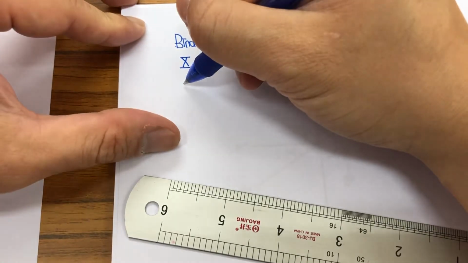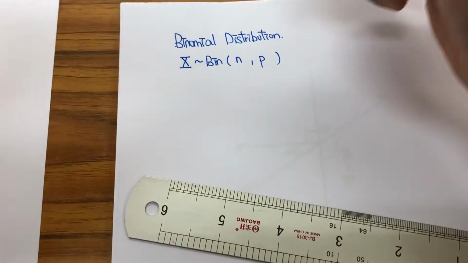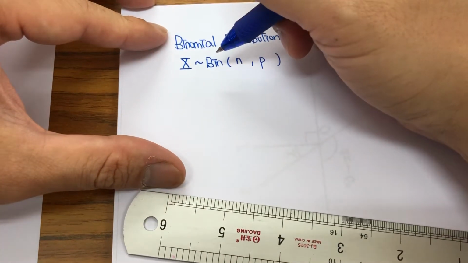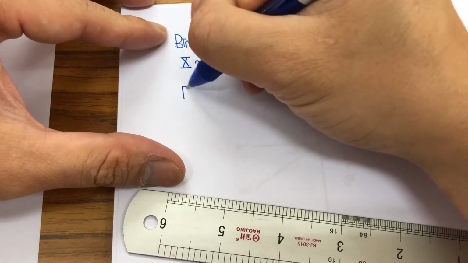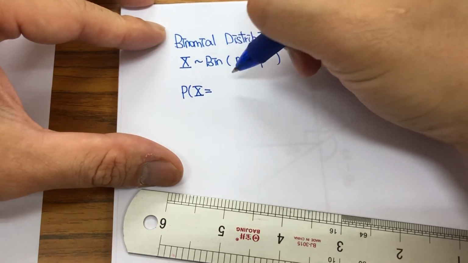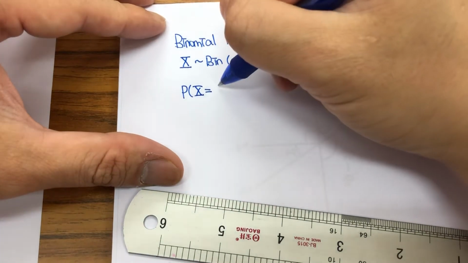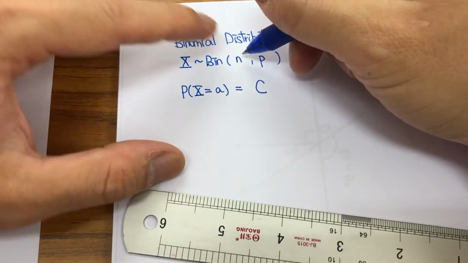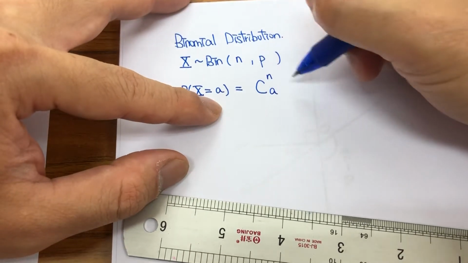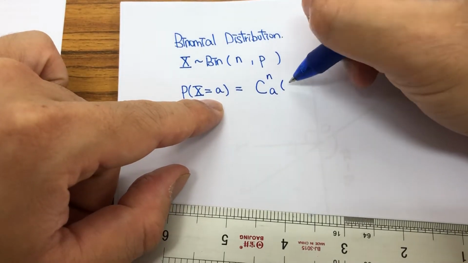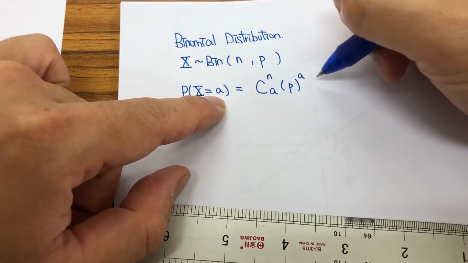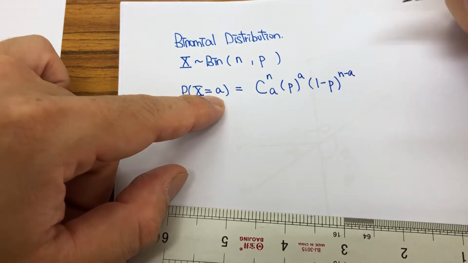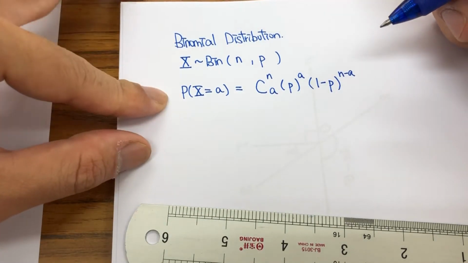And there are things that we could tell from it, not only two things. First of all, how to find the probability for X equal to a? Then we could use the formula: n choose a, and then the probability of success to the power a, times the probability of failure to the power n minus a. So this is the formula for the binomial distribution.